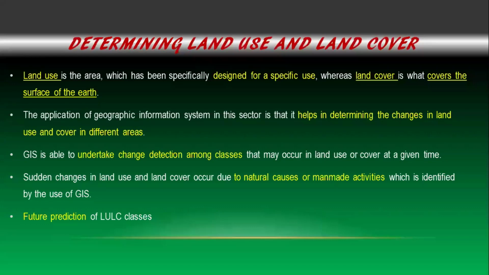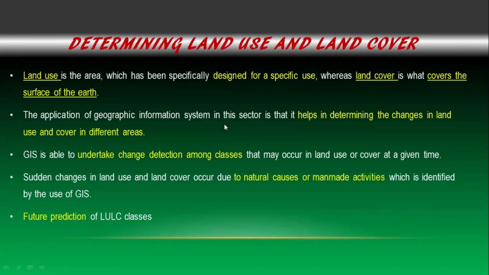Now, how can we use GIS for determining land use and land cover? For that, you have to know what land use and land cover are. That is important. When we speak about land use, it means for what purpose that land is used. It is used for agriculture, it is used for plantation. And land cover is how the land is naturally covered, the surface of the earth that is covered. So that is land use and land cover. But land use and land cover change with time.